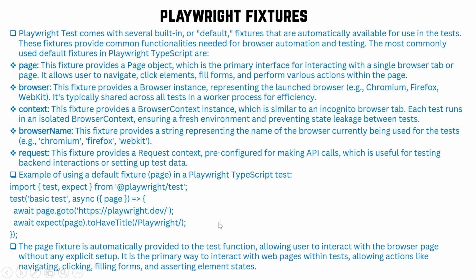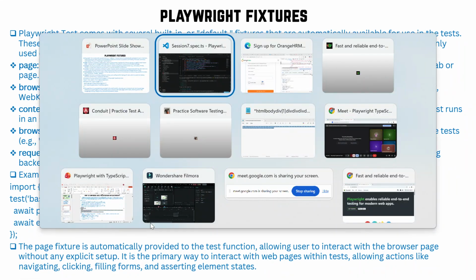The page fixture is automatically provided to the test functions, allowing the user to interact with the browser page without any explicit setup. It is primarily used to interact with the web page within the test, allowing actions like navigating, clicking, filling forms, and asserting elements. So you can see here, this is the import block, this is the test block where we are already providing the page, we are opening the page, and then we are interacting with the different assertions. Now let's go ahead with a simple example.